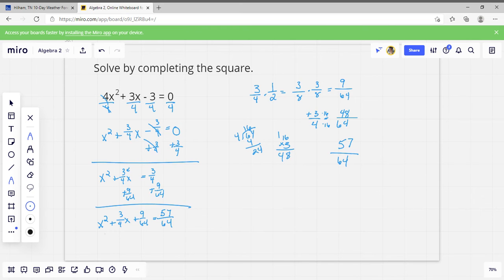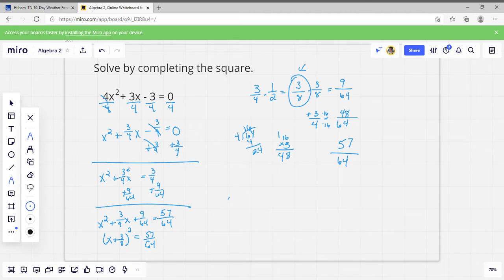Okay, so now we can turn this into a square. So it's going to be x plus, it's always going to be half of our middle term there, x plus 3/8. So if we said 3/8 plus 3/8, we get 3/4, and then 3/8 times 3/8, we get 9 over 64. All right, so that equals 57 over 64. And then we'll just square both of these. That's squared. Now we just have to square root both of those.